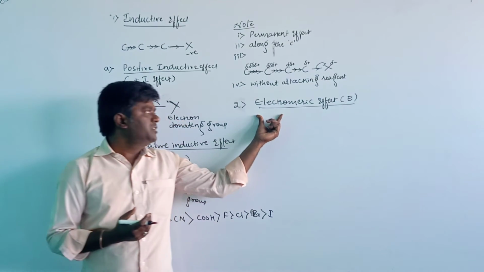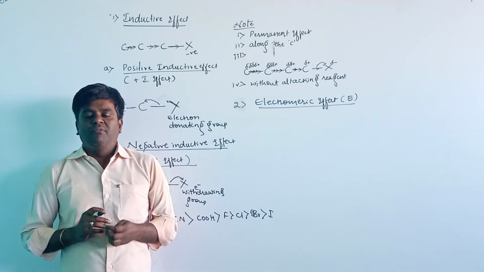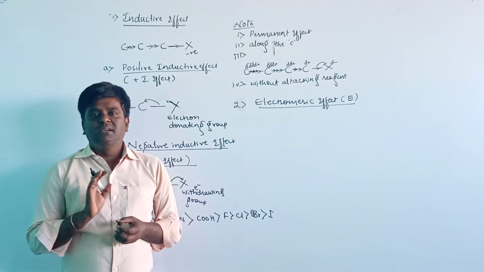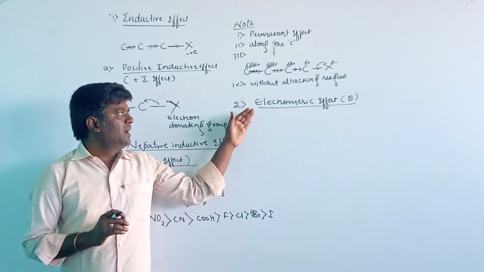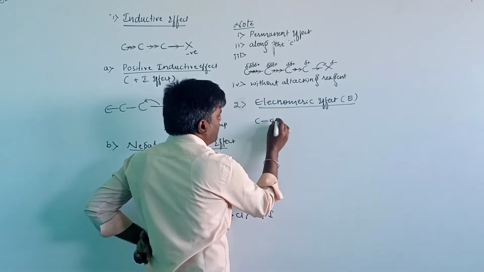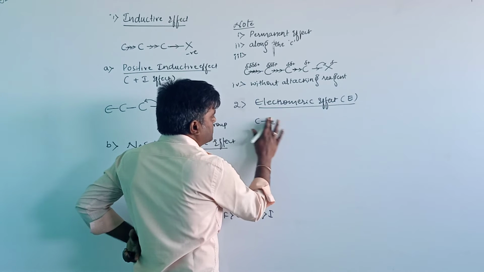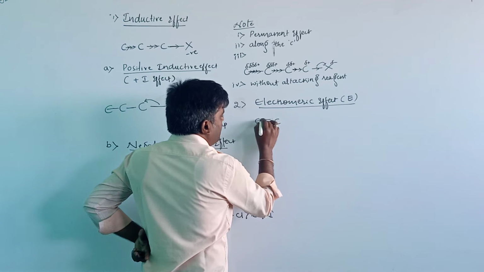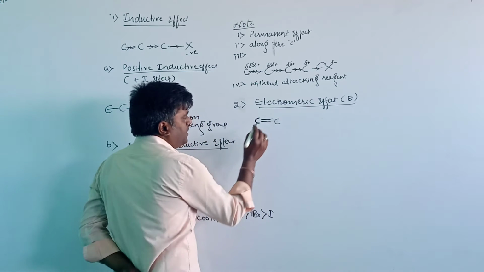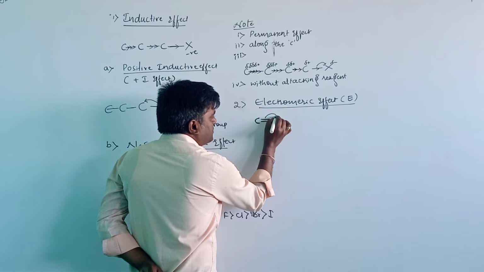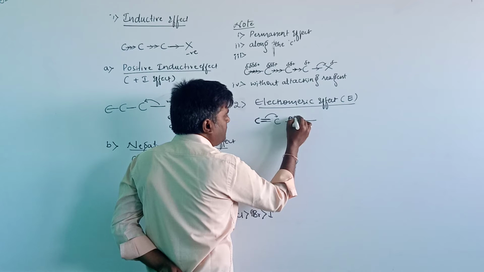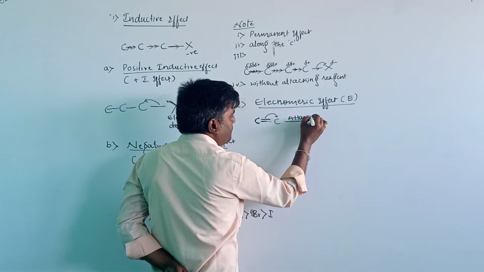Once again I will tell the definition here. The displacement of pi electrons takes place in the presence of an attacking reagent, then it is known as an electromagnetic effect. Consider here, pi electron displacement will take place in this electromagnetic effect. Consider these electrons are shifted to this one, and this will take place in the presence of an attacking reagent.